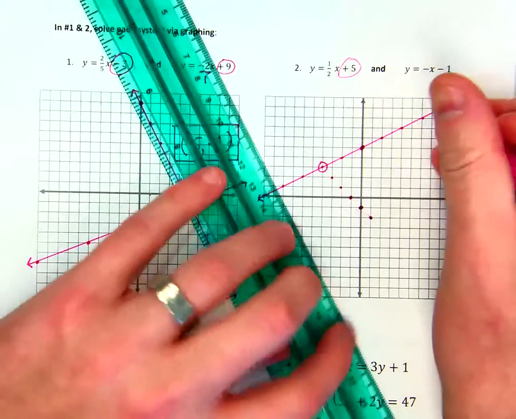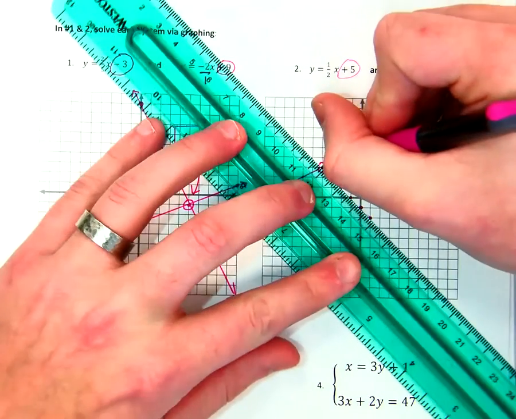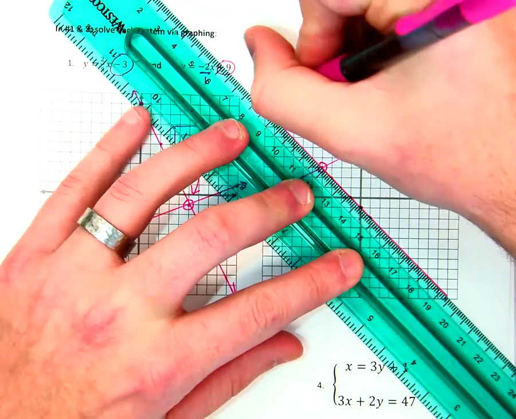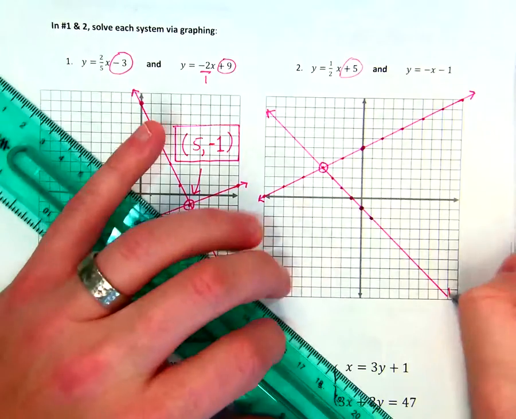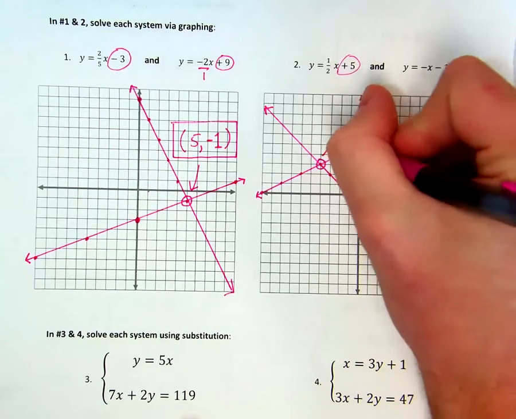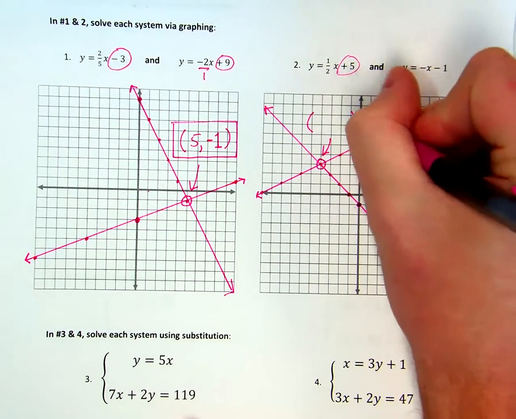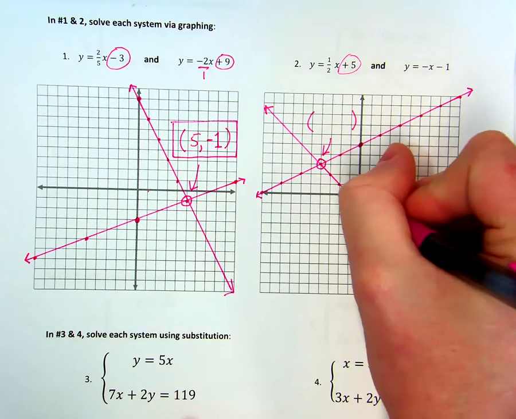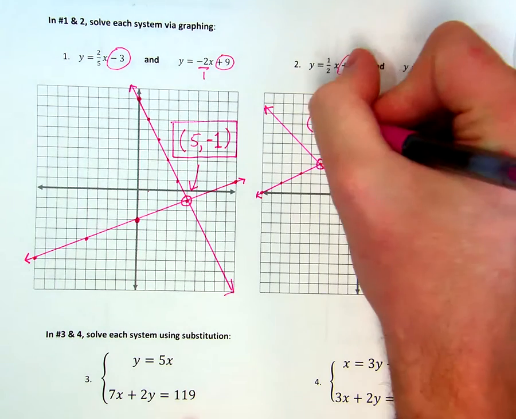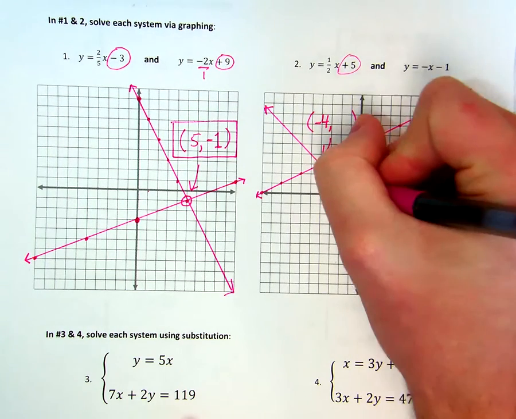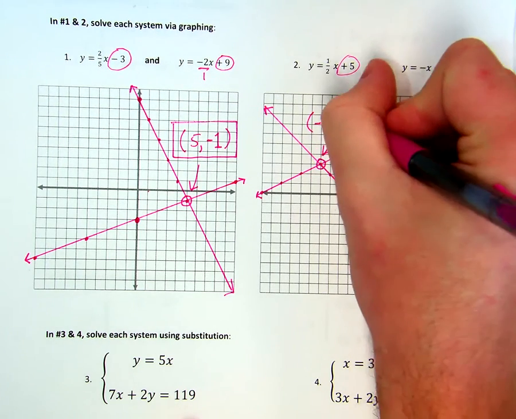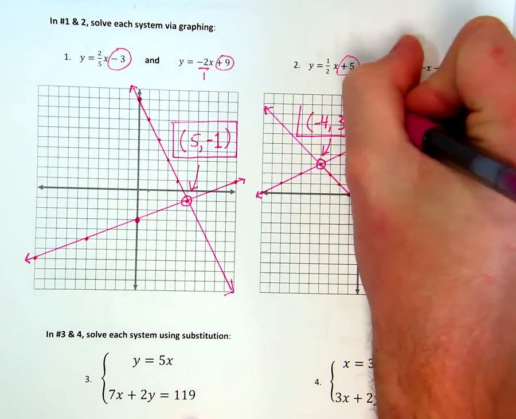That point is going to be our solution. We're going to draw a line and then identify the coordinates of that point. This point looks like it is 1, 2, 3, 4 in the negative direction. So (-4, 3). This is your solution.